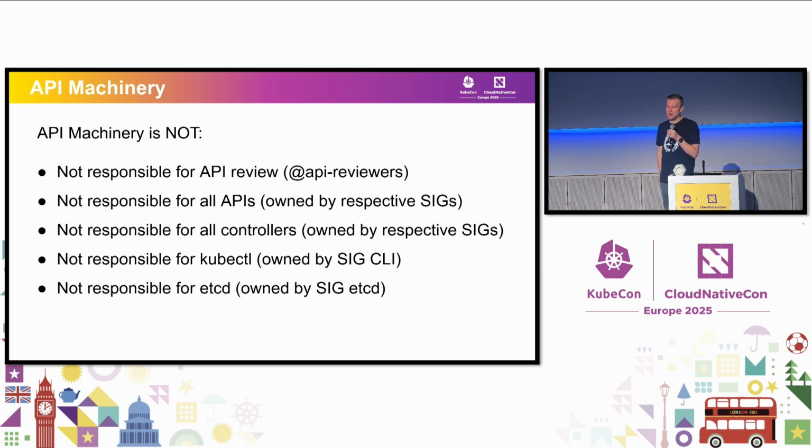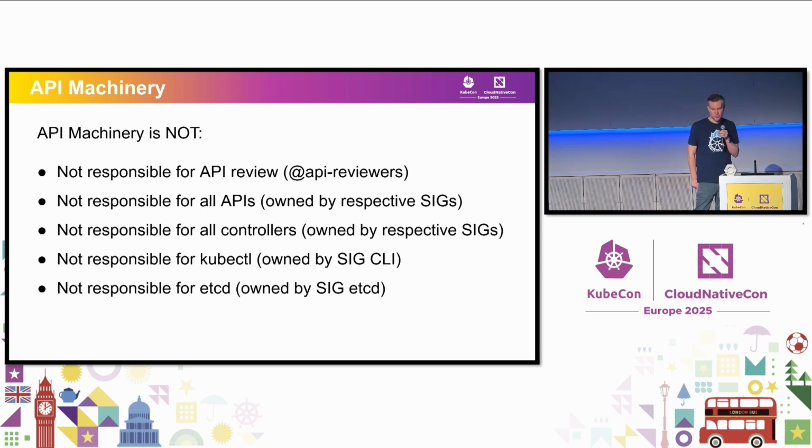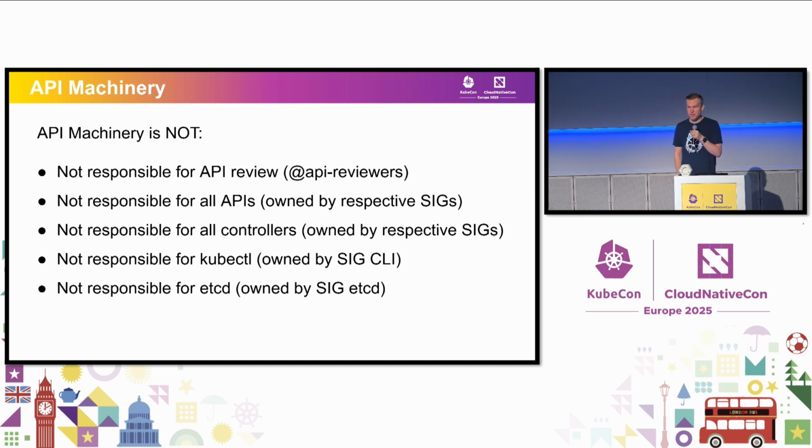We are also not responsible for all APIs. APIs are owned by the respective SIGs. So while we do own some APIs, we don't actually own that many APIs as a SIG. We own a couple around our extensibility mechanism. So the CRD resource itself is our responsibility, for example.